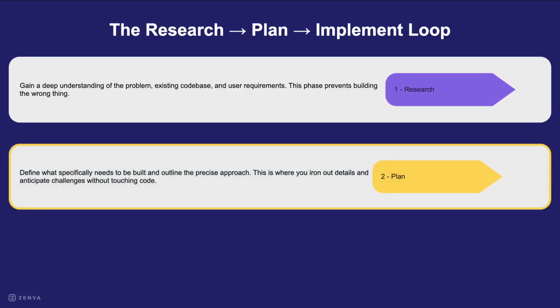Next, plan. Here you define precisely what to build and how. This phase allows you to refine critical details and foresee challenges, all before committing to any code. A robust plan streamlines implementation.